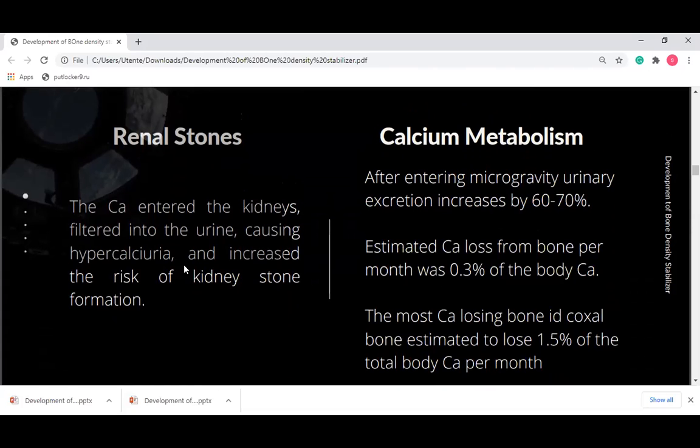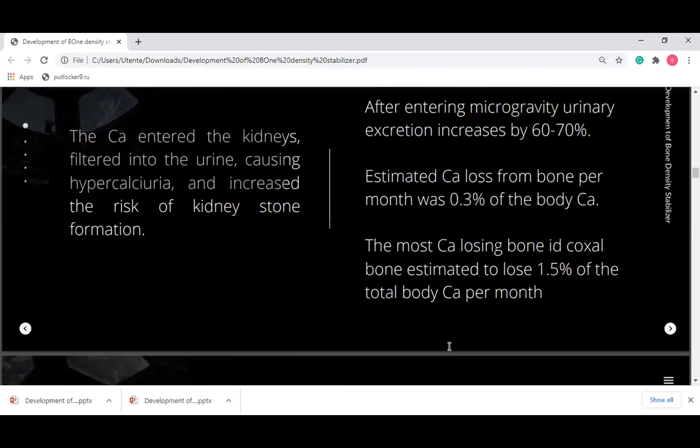Next one is calcium metabolism. There will be a loss of calcium in the bone, around 0.3%. For the total body, it would be around 1.5%. As the calcium is lost, the density of the bone will also decrease.